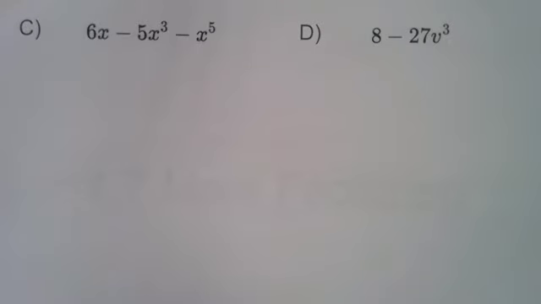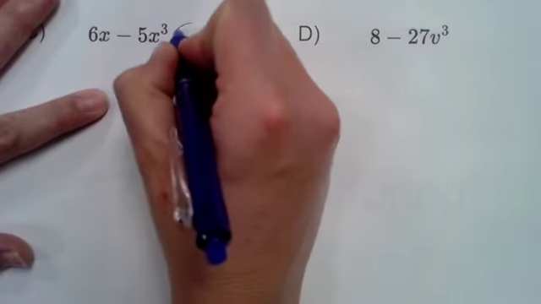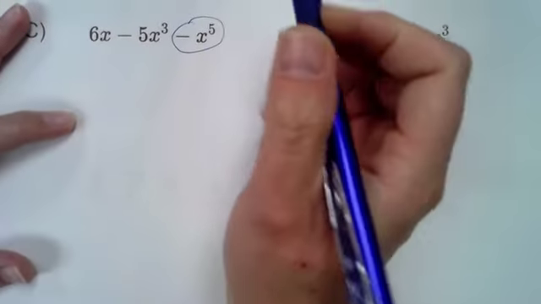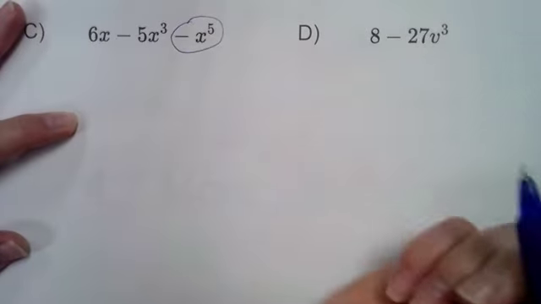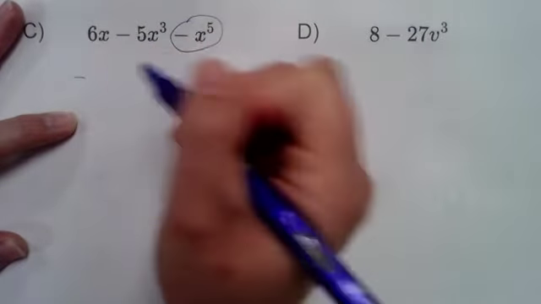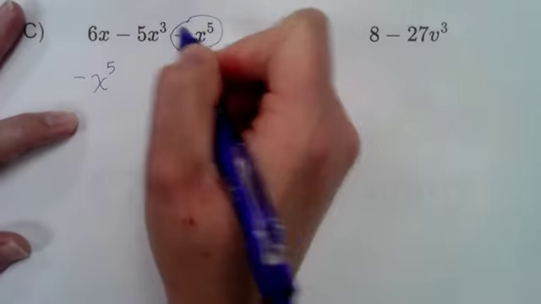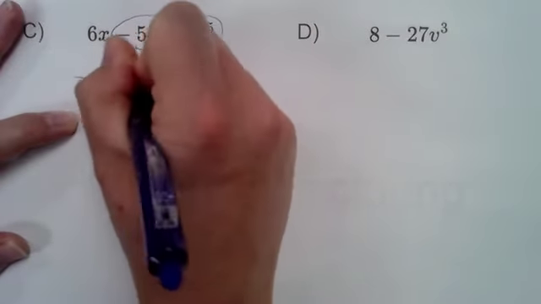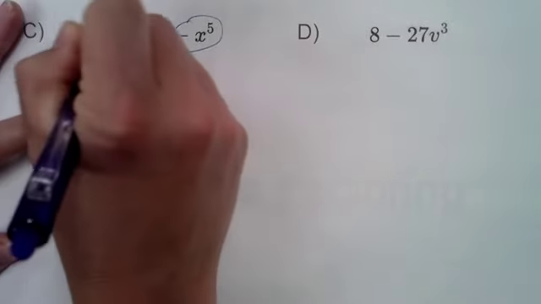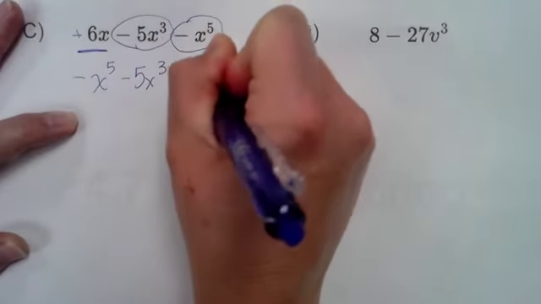We have 6x minus 5x cubed minus x to the 5th. What do you want to do with letter C here? Write it in standard form. Yeah, I definitely want to rearrange. I like having my powers in order. It just makes life a little bit better. So here we go. I'm going to have negative x to the 5th first. Then my next highest power, negative 5x cubed, and then finally a positive 6x.